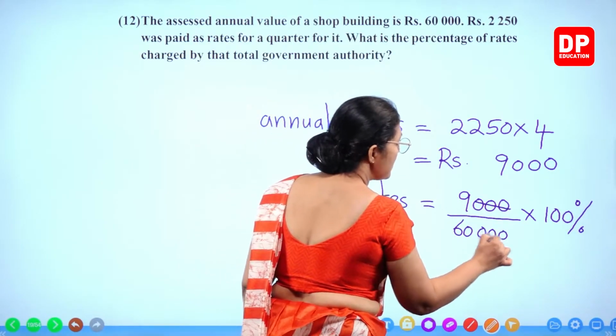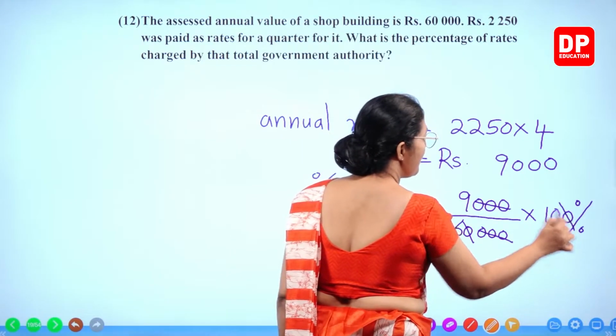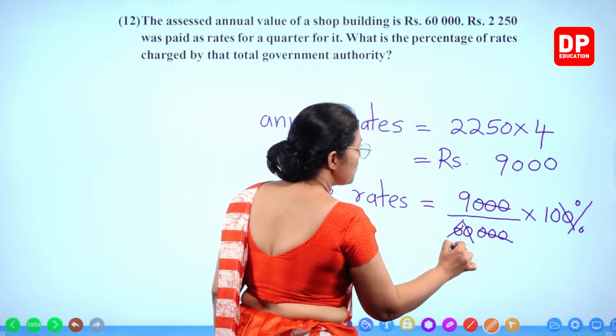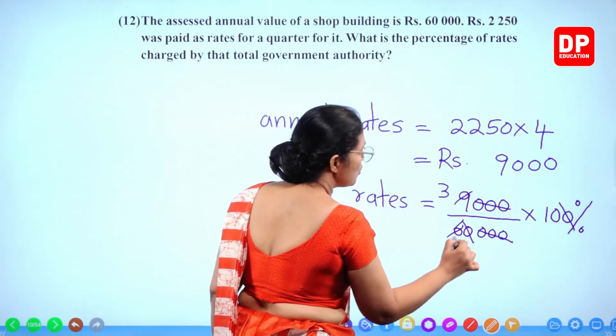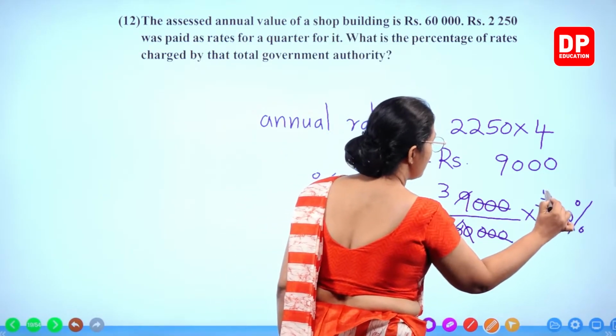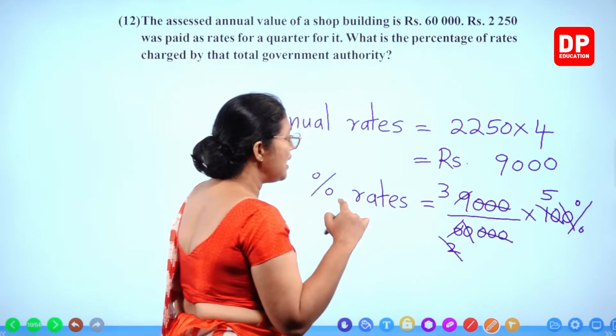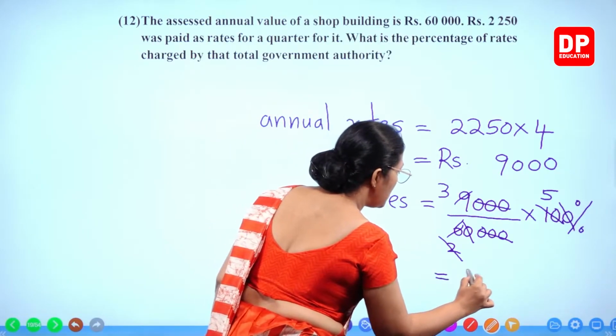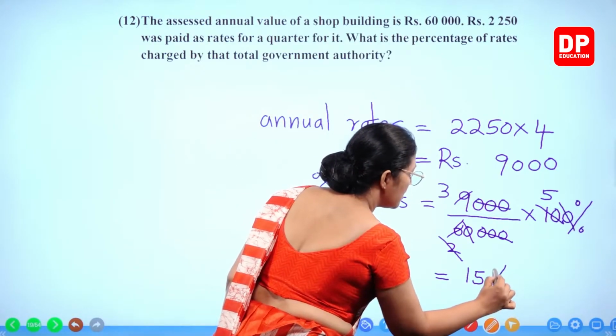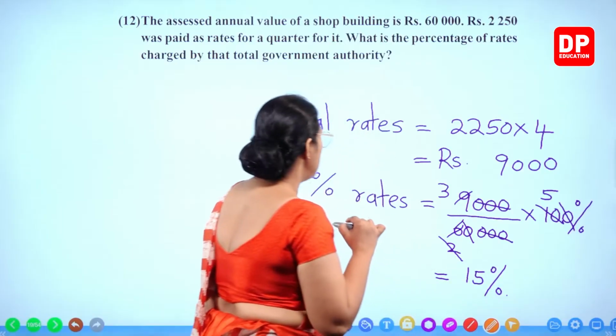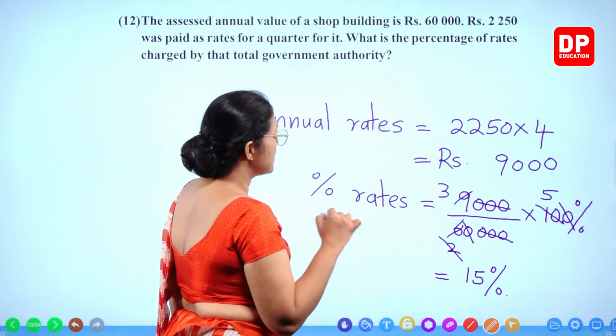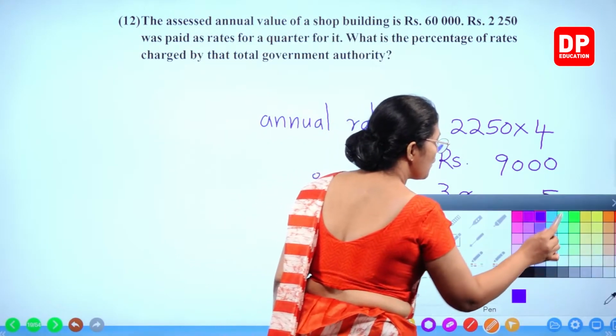3 zeros get cancelled out and 1 zero here. 3 times 2, 3 times 3, and 2 times here 5. So 5 times 3, you get 15% as the percentage rates. So 2 marks for that.